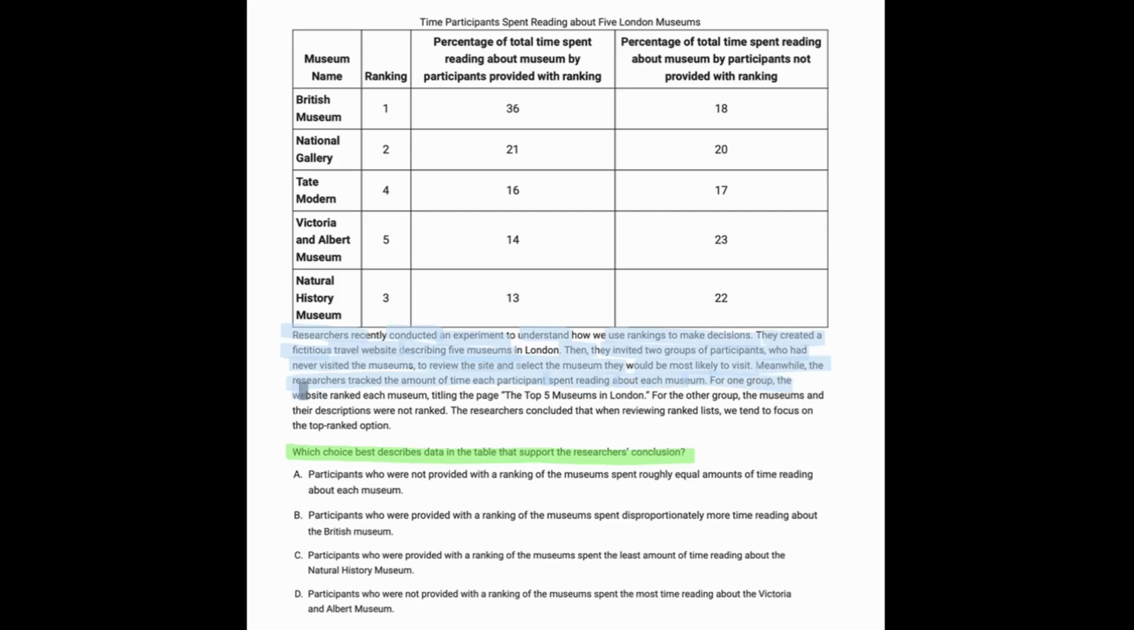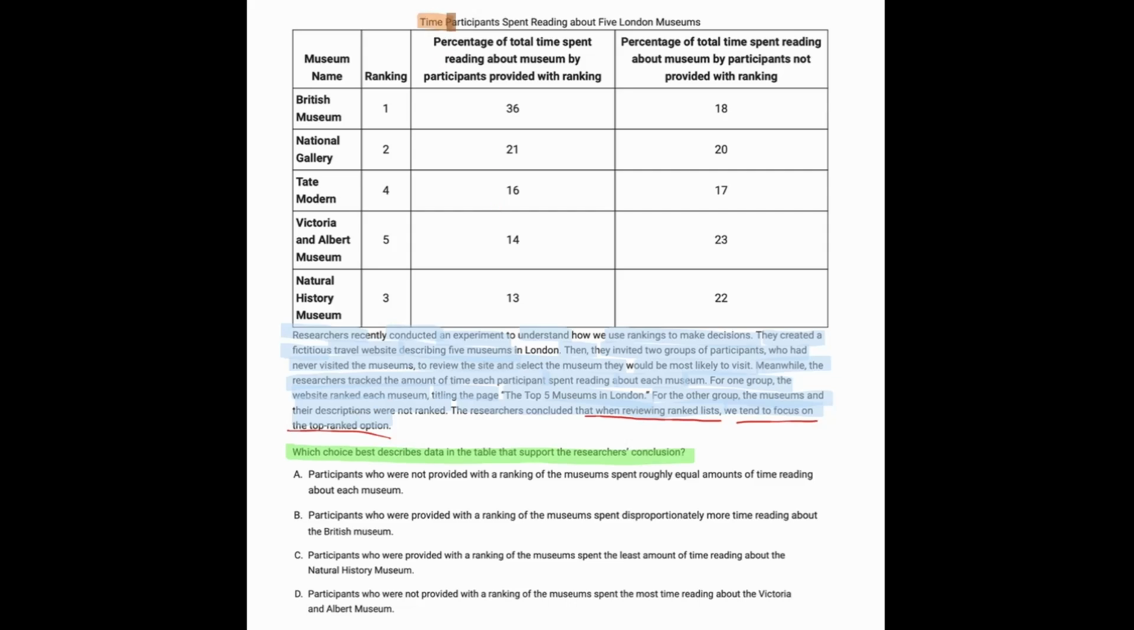For one group, the website ranked each museum, titling the page "The Top 5 Museums in London." For the other group, the museums and their descriptions were not ranked. The researchers concluded that when reviewing ranked lists, we tend to focus on the top ranked option. So we're looking for the conclusion, which is that when we're reviewing ranked lists, we tend to focus on the top ranked option. So how does the data back that up?